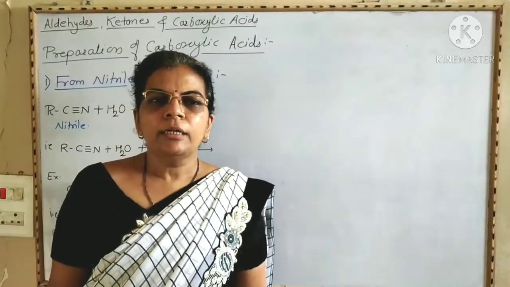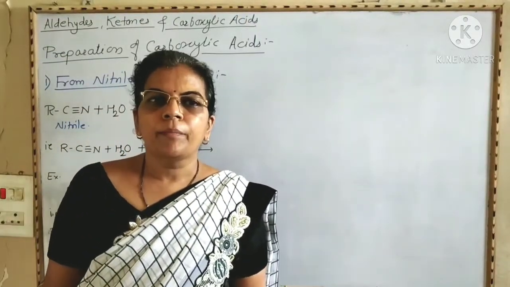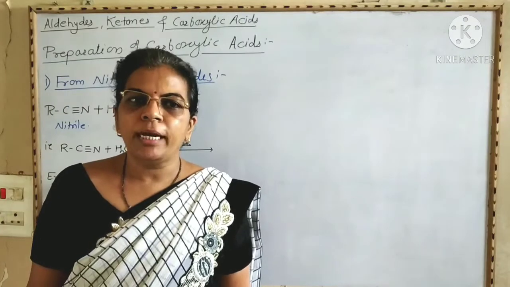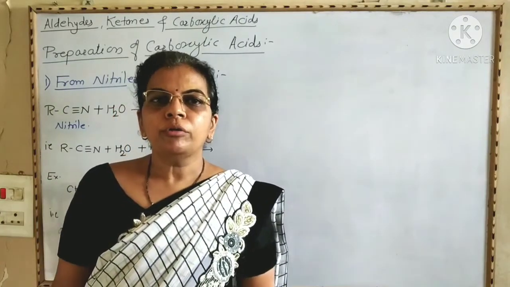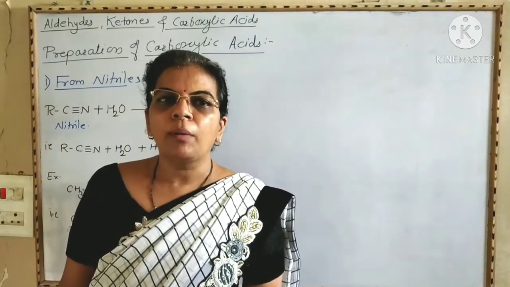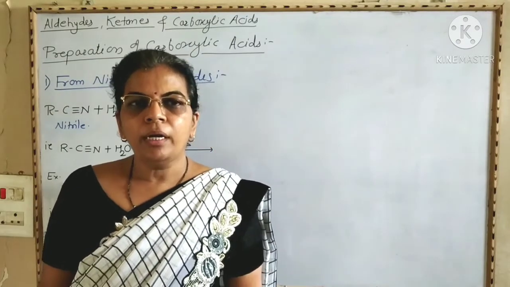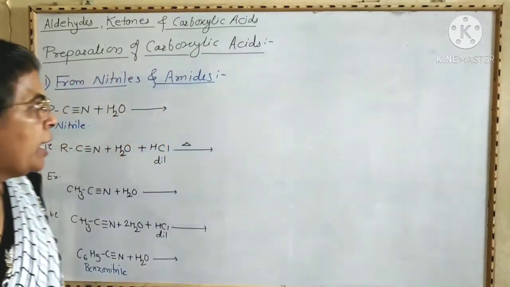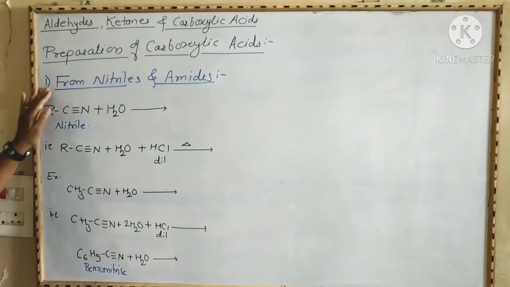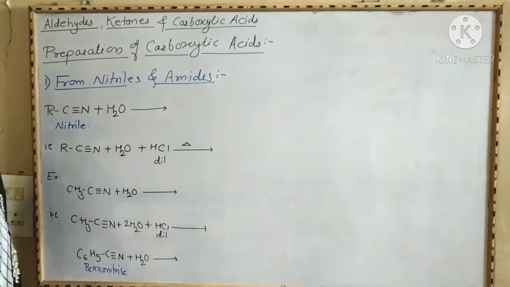Hello students, last time we completed methods of preparation of aldehydes and ketones. Now we are going to start methods of preparation of carboxylic acid. Here, the first method we are going to see is from nitriles and amides.